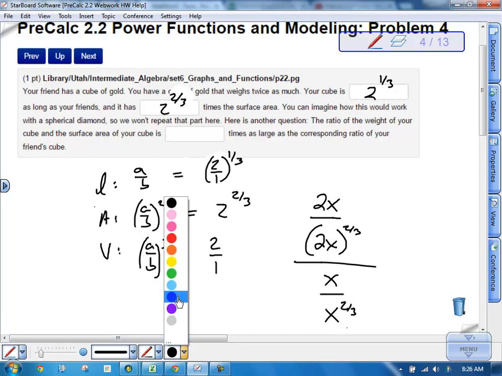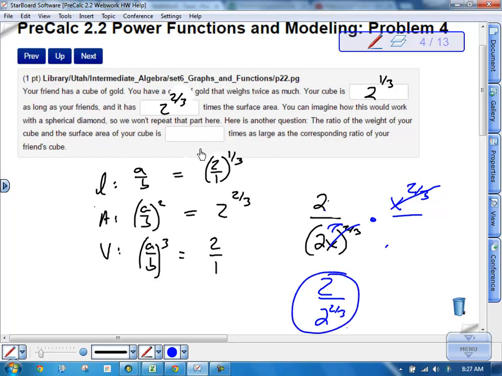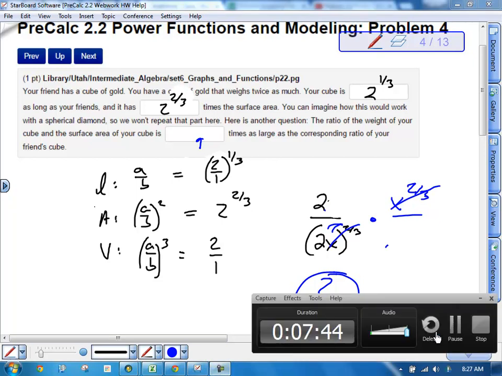So multiply both sides by the reciprocal of this, which is x to the 2/3 over x. So you move that to the top, and then this reduces. And when you distribute this, this is going to cancel with the x to the 2/3. So you're going to end up having 2 over 2 to the 2/3, which you can enter as a decimal right here, and that'll give you the right answer.